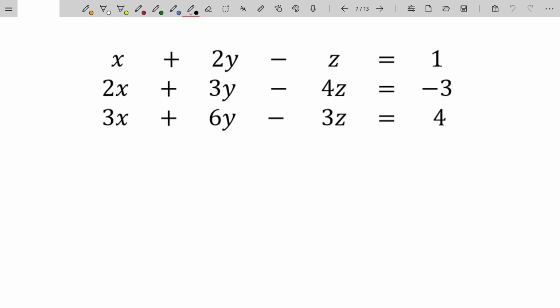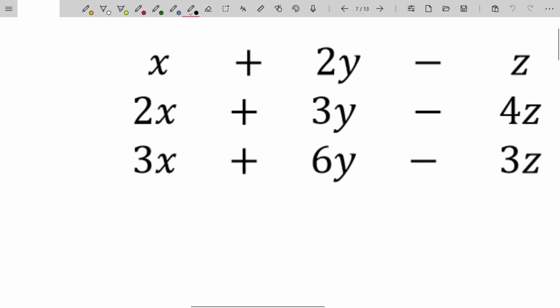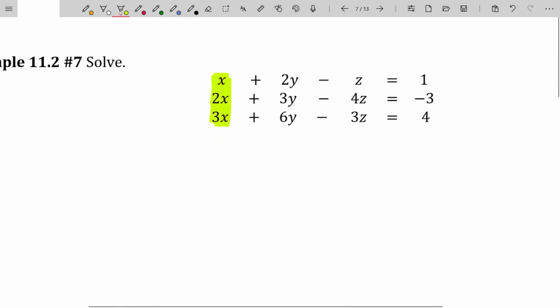So now I'm going to go ahead and choose a column to work with. Specifically, let's just work with the x's here. We'll use the x's to kill each other off. So I'll take row 1. Let's label these really quickly. I'll take twice the opposite of row 1, so -2 times row 1, and I'll add that to row 2. That way we'd have a -2x plus 2x. They'd kill each other off. And then I'll also do -3 times row 1 and add that to row 3.